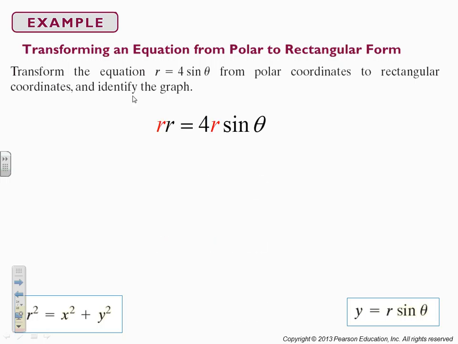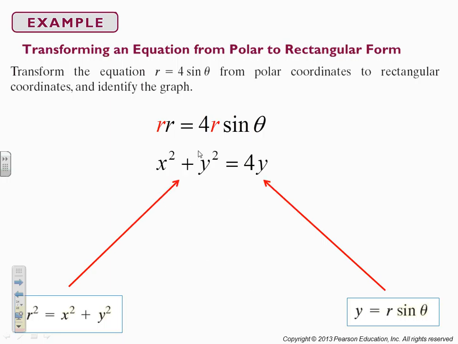So we're going to multiply both sides by r, because how are r, x, and y related? They're related by an r squared. So multiply both sides by r. We know r squared is equal to x squared plus y squared. We know that r sine theta is equal to y. So we substitute in x squared plus y squared for r squared, and we substitute in y for r sine theta. This is the circle.